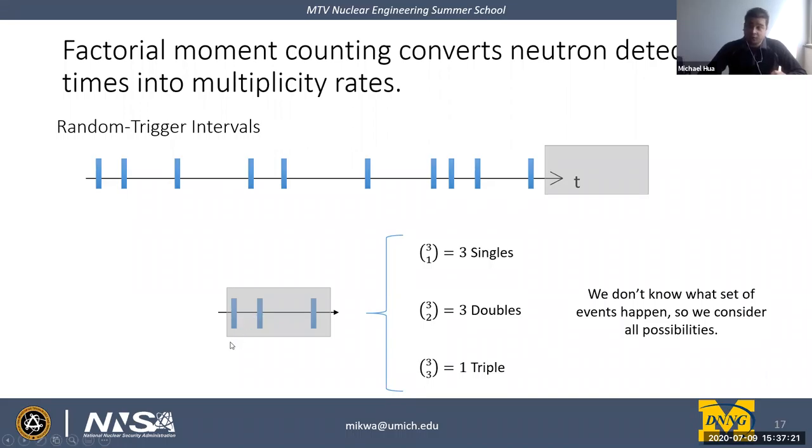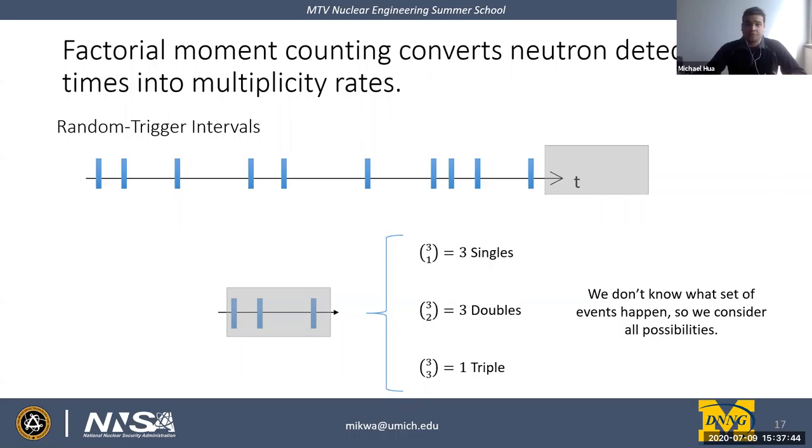several things could happen here. This could be 3 singles. So maybe I had a nucleus fission and it was 1 neutron, 1 neutron, and 1 neutron. It could have been, there are 3 ways that you could have a double. So the first 2 could be a double, the last 2 could be a double, first and third could be a double. And there's only one way to have a triple. So it's the question of which one of these is it? And the answer is we don't know, so we count for all of them.